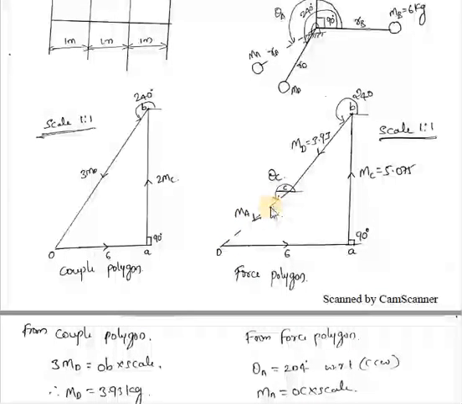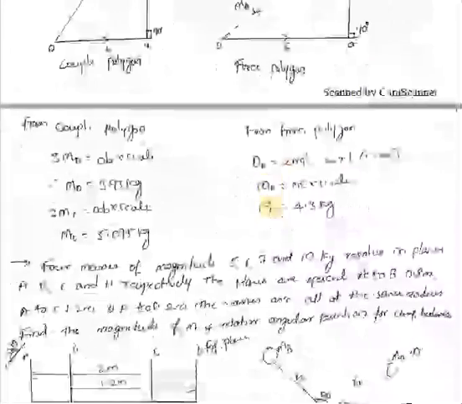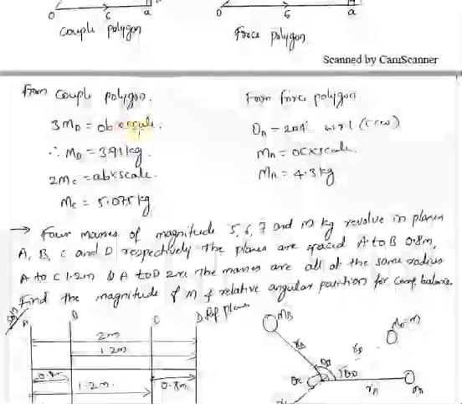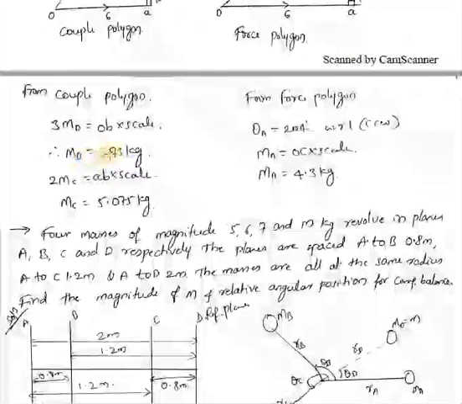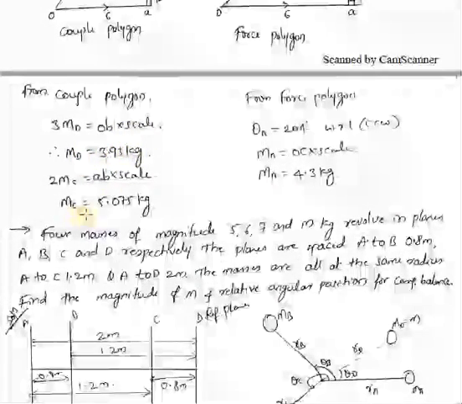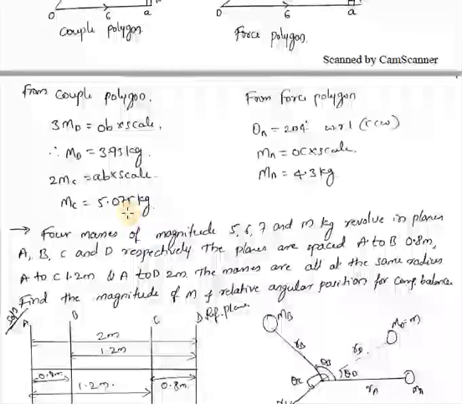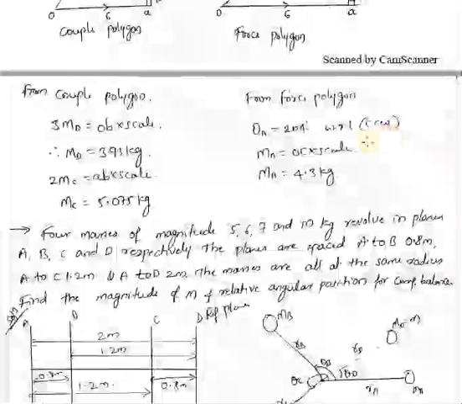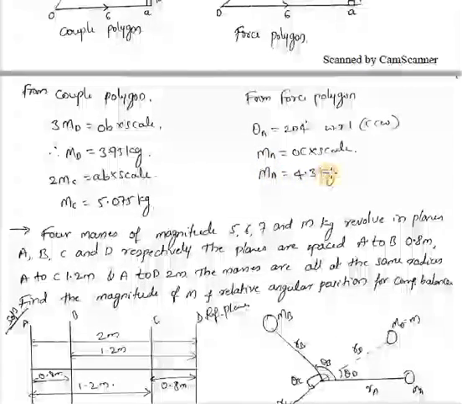That is, the calculation part is: from the couple polygon, 3MD should be equal to OB into scale. From that you got MD as 3.93 kg and MC as 5.075 kg. And from the force polygon, theta A is 204 degrees with respect to the counterclockwise direction, and MA is 4.3 kg.